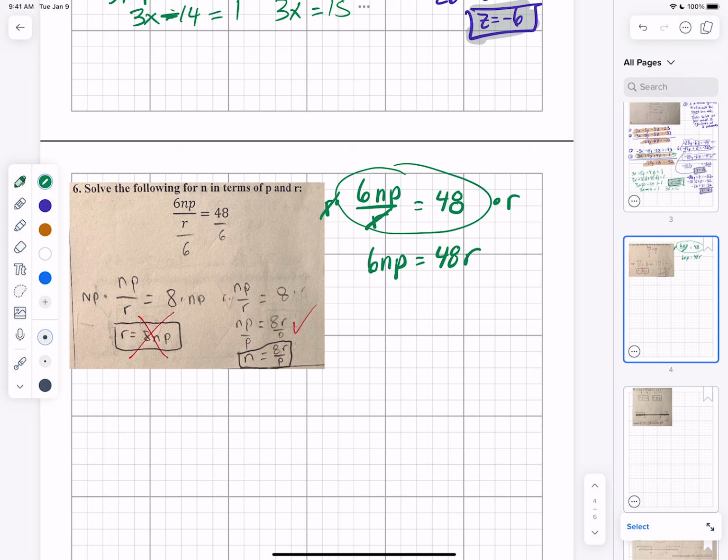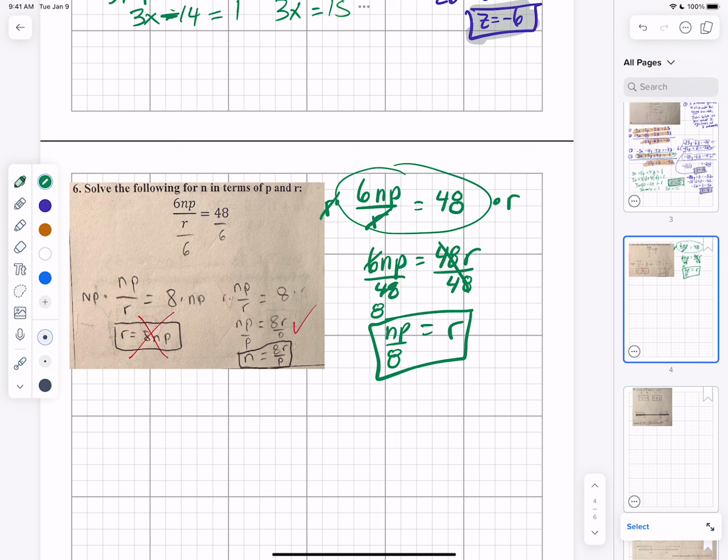Now to get r by itself, I just simply divide both sides by 48. 48 cancels, and I get r equals, and 6 cancels with this, gets 8. So np over 8. So that's solving in terms of r.